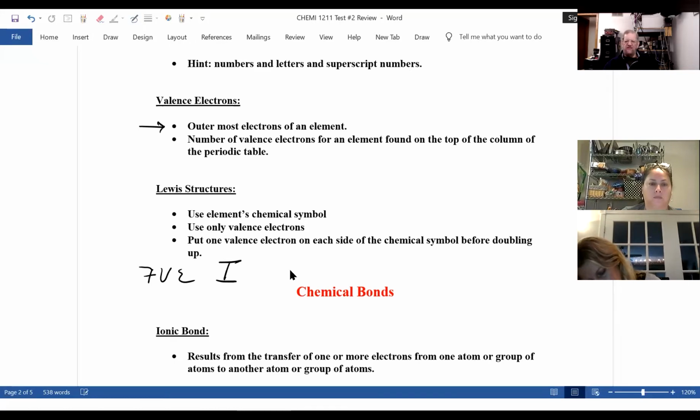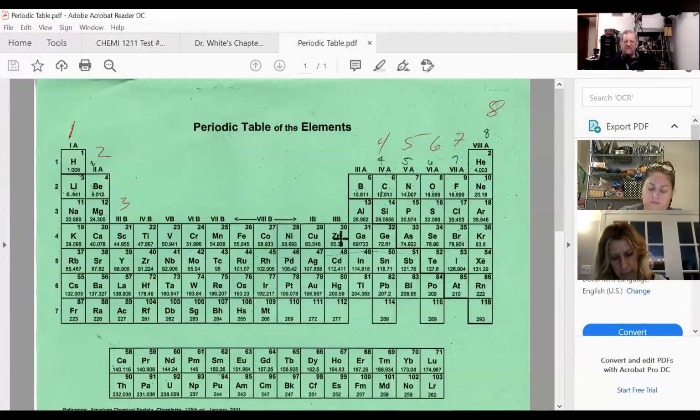Let's see if Dr. White's lying to you or not. Can everybody see how many valence electrons iodine has? It's right here. Look on top. Oh, look, I wasn't lying to you. Isn't that nice? Look out, it's poor humor Tuesday.